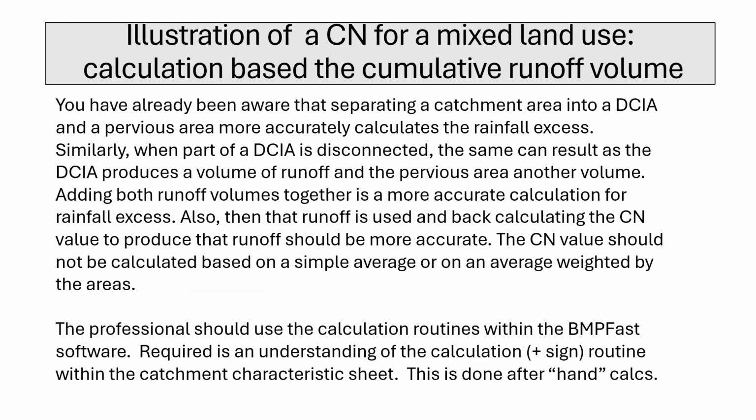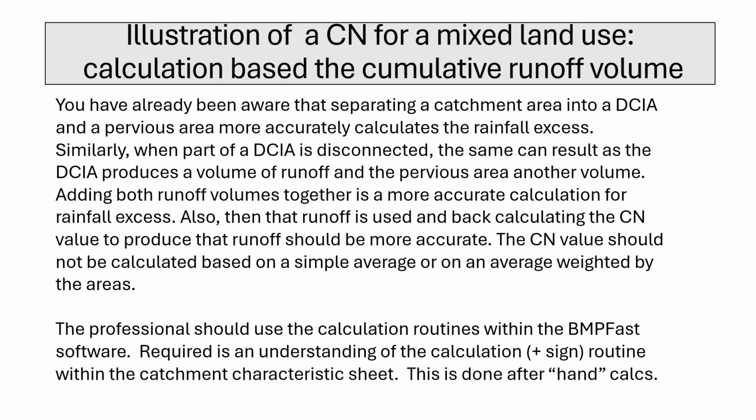We've previously established that separating a catchment area into a directly connected impervious area, or DCIA, and a pervious area allows for a more accurate calculation of rainfall excess. Building on this concept, a similar principle applies when dealing with a disconnected DCIA. In such a scenario, the DCIA will produce a certain volume of runoff, while the pervious area will generate another.